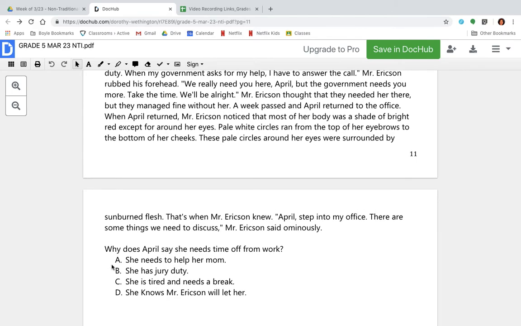Why does April say she needs time off from work? A. She needs to help her mom. B. She has jury duty. C. She is tired and needs a break. Or D. She knows Mr. Erickson will let her.